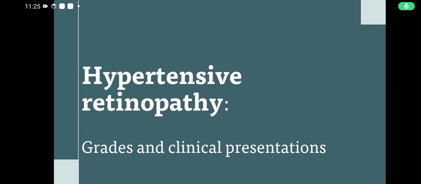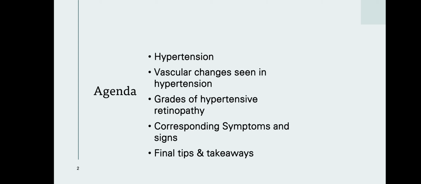This is a presentation on hypertensive retinopathy as seen in patients with hypertension. So we'll talk about grades and clinical presentations. So the agenda of the talk would be defining hypertension, vascular changes as seen in hypertension as per the pathology and the vascular wall changes, grades of hypertensive retinopathy and corresponding symptoms and signs, and final tips and takeaways.